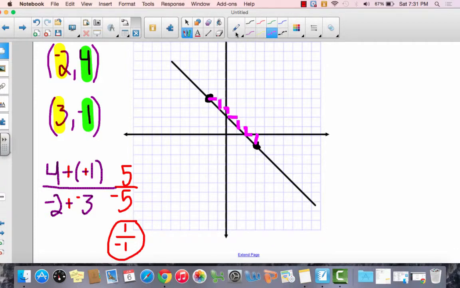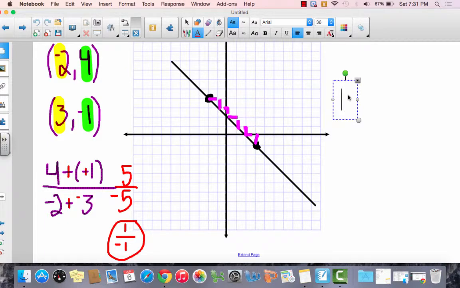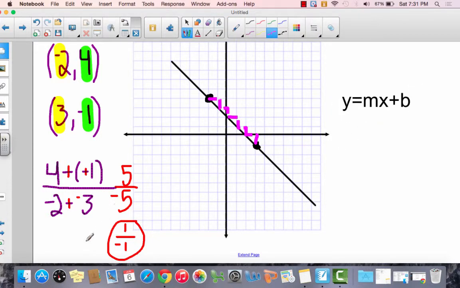One way that I could write my final answer, thinking of our slope-intercept form, which looks like this, y equals mx plus b, we know that the m stands for slope. So I could say in my answer that m is equal to 1 over negative 1.